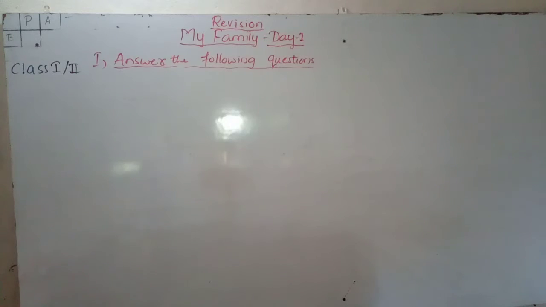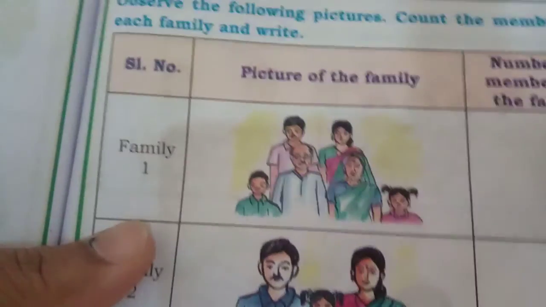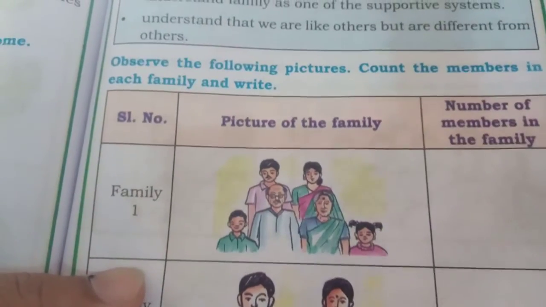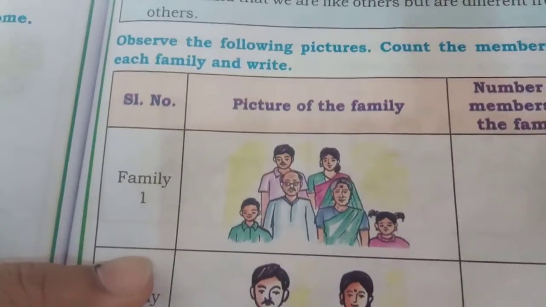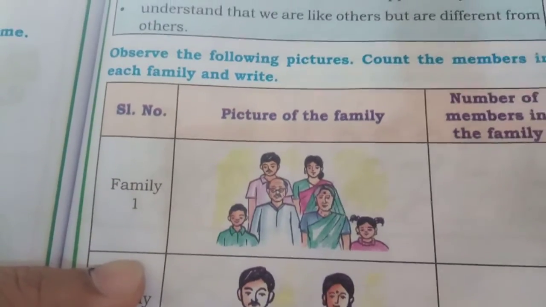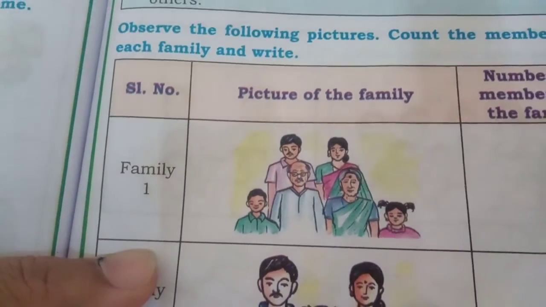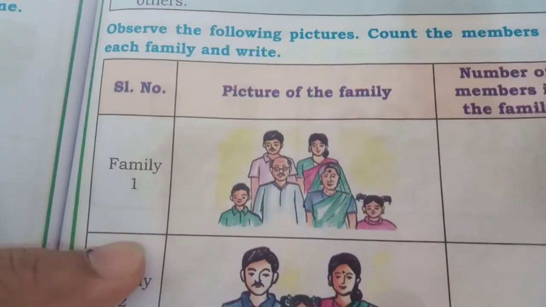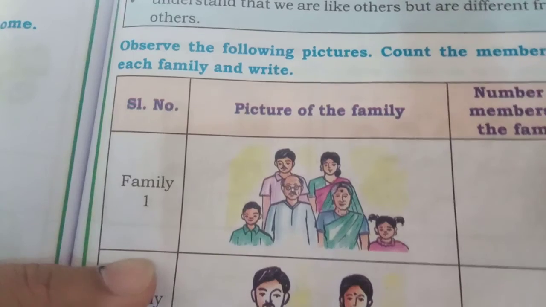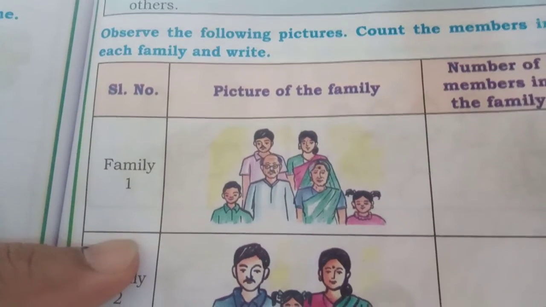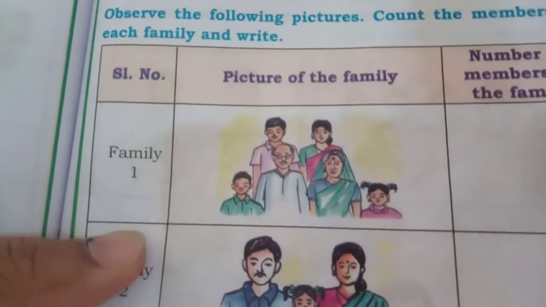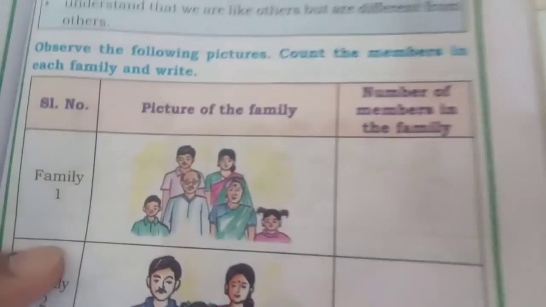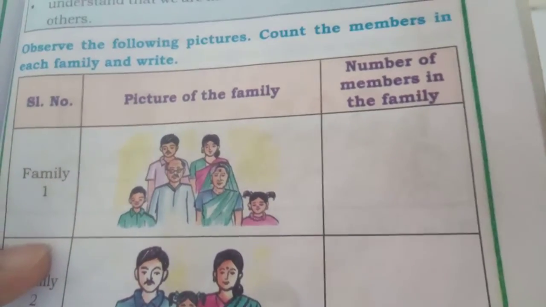Open page number 108. You can see different pictures of families. Family means what? Grandfather, grandmother, father, mother, brothers, sisters, and other members will be there in the family. This is family 1. How many members are there? Totally 6 members, including grandfather, grandmother, father, mother, brother and sister. So the number of members in the family is 6. You write here in the last column.